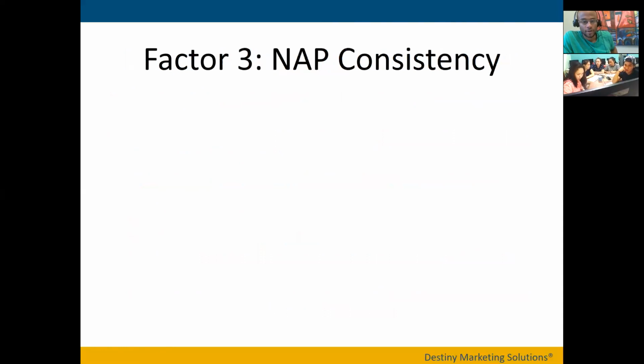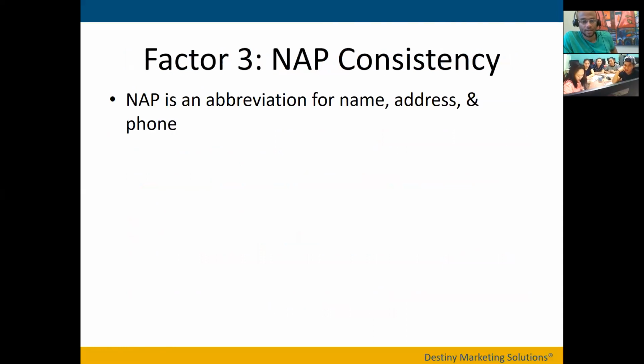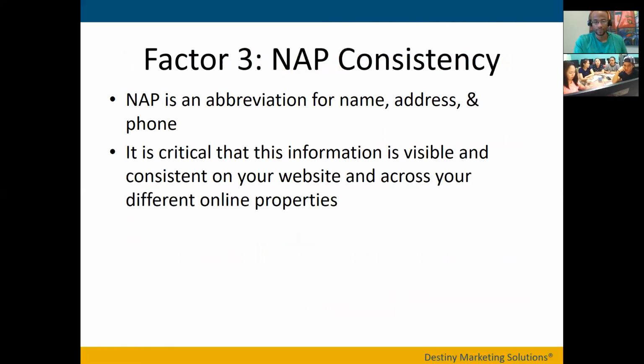So factor number 3, NAP consistency. And NAP is an abbreviation for name, address, and phone. It's very critical that you have consistent information about your business online, because if you don't, then it can take away from the trustworthiness of your business.